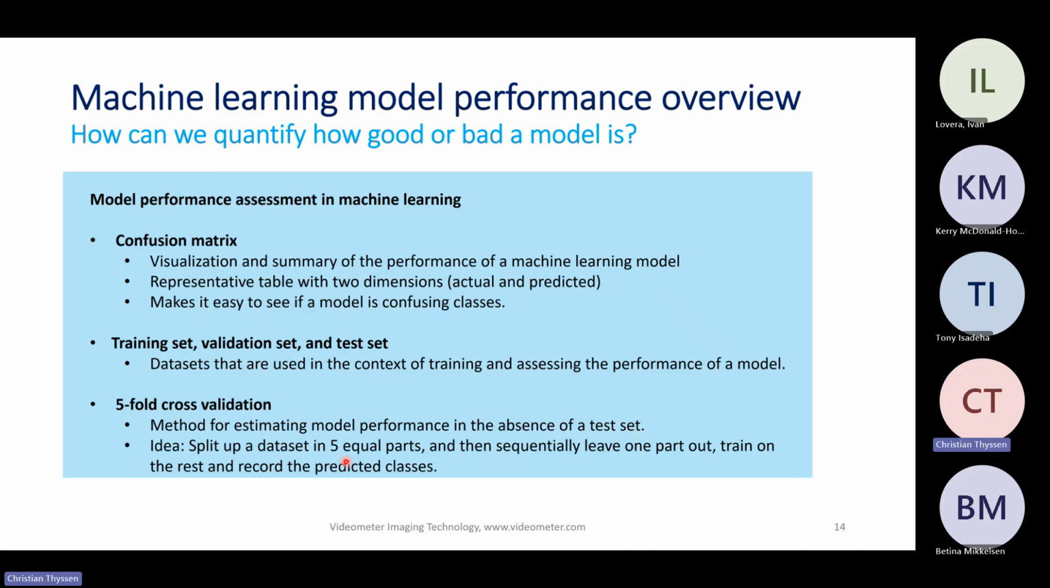The idea is that you subdivide your training data set into 5 equal parts. Then you sequentially leave one out, train on the rest, and record the predicted classes. And you do this 5 times to get through all 5 splits.